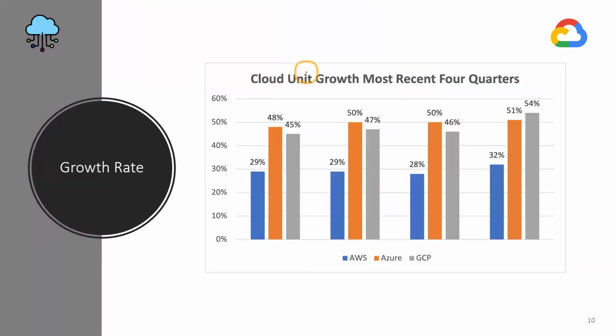You can also see the cloud growth. I just told you, the growth in the last quarter was 54%, which is even more than AWS and Azure. The growth rate, that means from last year to this year, for GCP is higher than for anything else.